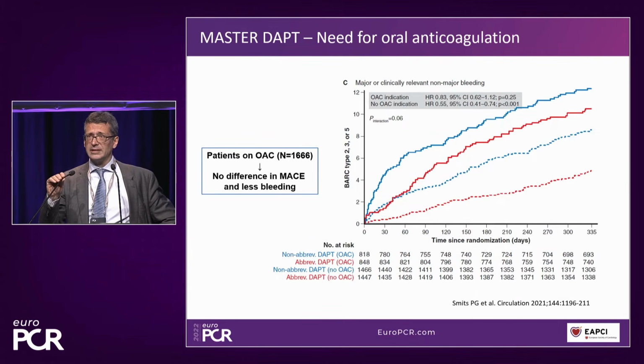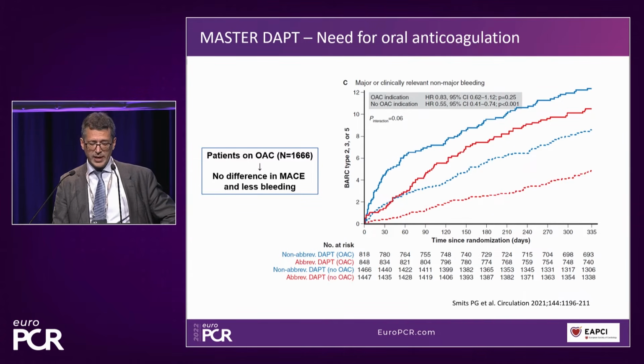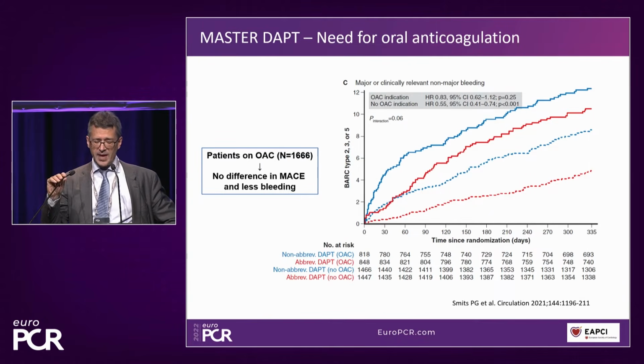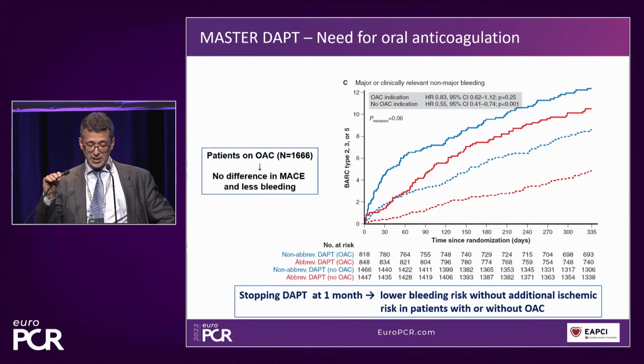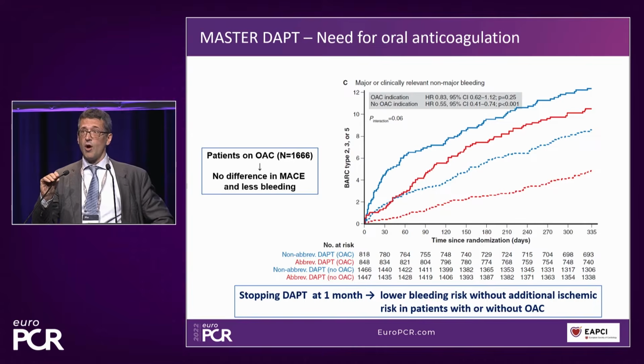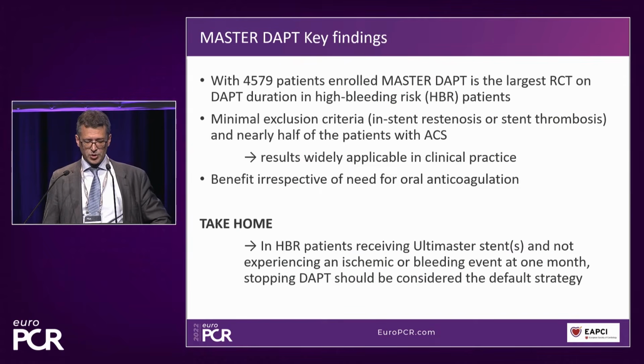So importantly, in the pre-specified analysis on patients on oral anticoagulation, almost 1,700 randomized patients were on oral anticoagulation. And again, the abbreviated arm showed no difference in MACE and less bleeding. So this is already my conclusion: stopping DAPT at 1 month was associated with lower bleeding risk without additional ischemic risk in patients with or without oral anticoagulation.